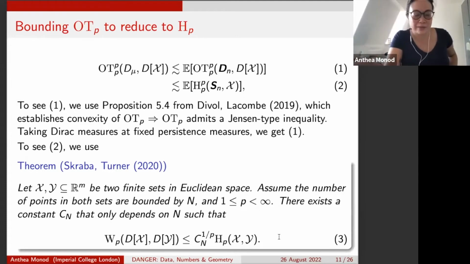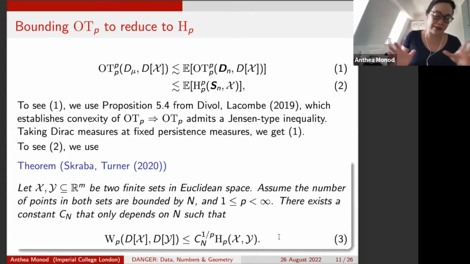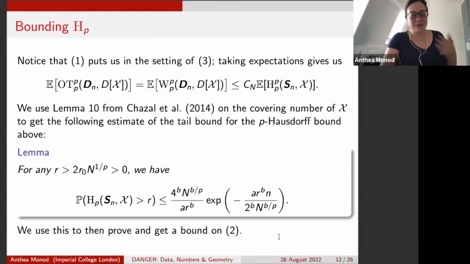And then the second inequality comes from this theorem established by Primož and Kate, which tells you that if you have two finite sets in Euclidean space, you can look at the persistence diagrams and the Wasserstein distance between these two persistence diagrams, and we can get a bound on that depending on some constant C, which depends only on n, the bound on the number of points in both of these sets, and the Hausdorff distance between them. Okay, so we have that, and now we want to bound this Hausdorff distance.